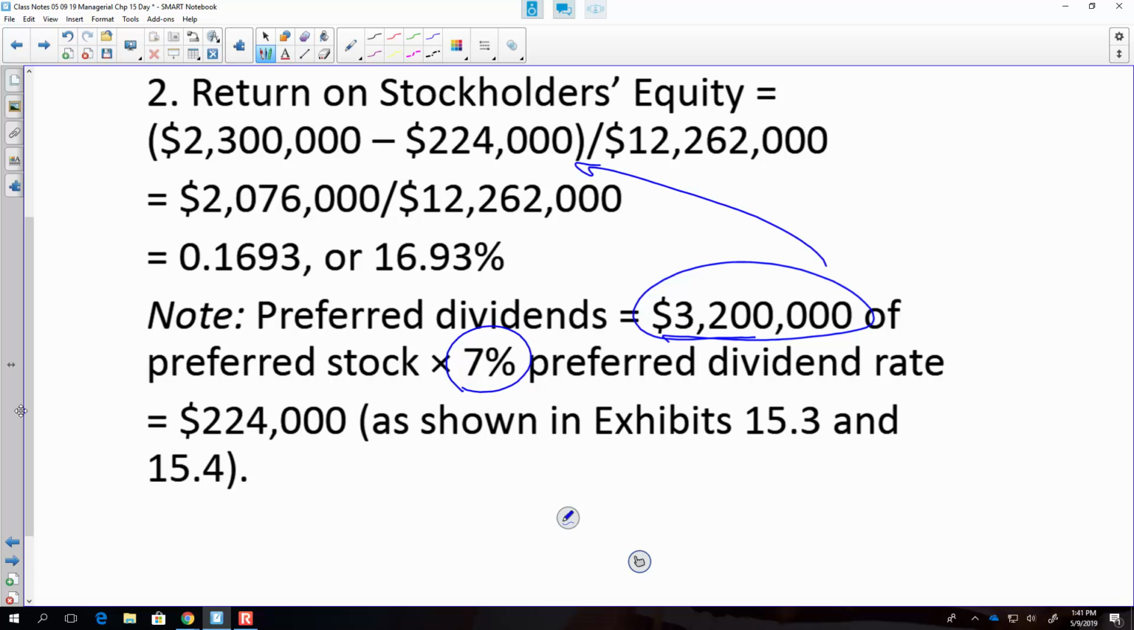So that's why we have to take it off of the net income, which in this case was 2.3 million. So we take our 2.3 million of net income, we subtract off the preferred dividends. Our numerator then is $2,076,000. And that's what we divide by the average common shareholder amount of 12 million, which we computed previously.